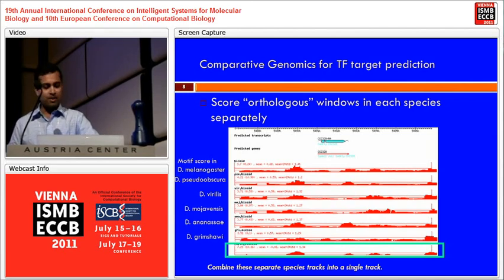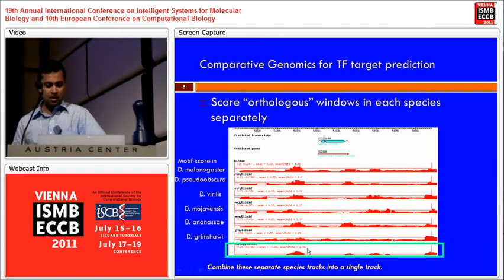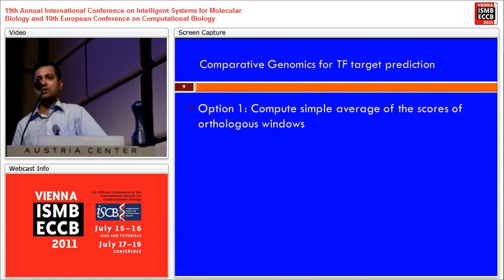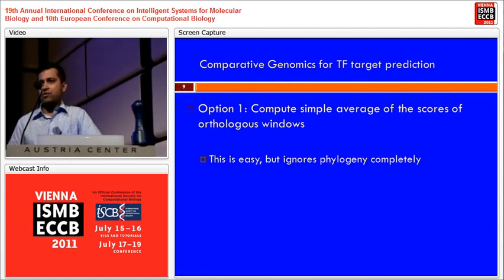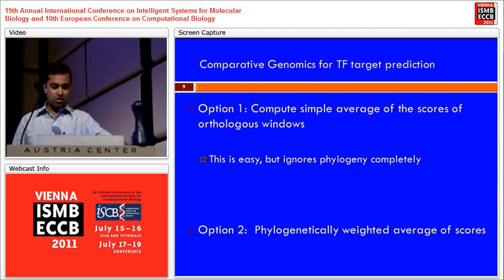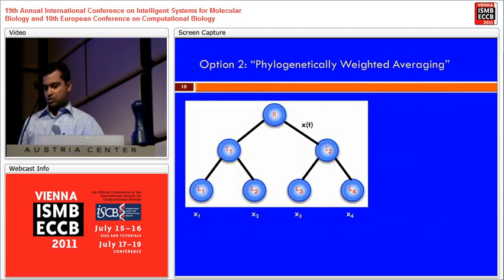So the question is, how do you combine these multi-species tracks of the same motif into one track, which is shown here at the bottom? You could compute a simple average of those scores from orthologous windows. Of course, this is very easy to do, but it also has the problem that it ignores the phylogeny completely. And if you have an uneven phylogeny, that could lead to problems. And so the other option is to somehow come up with a phylogenetically weighted average of the scores of orthologous windows. And so that's what we did here.